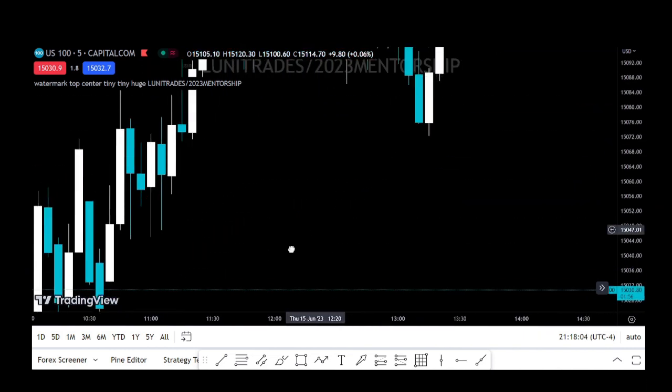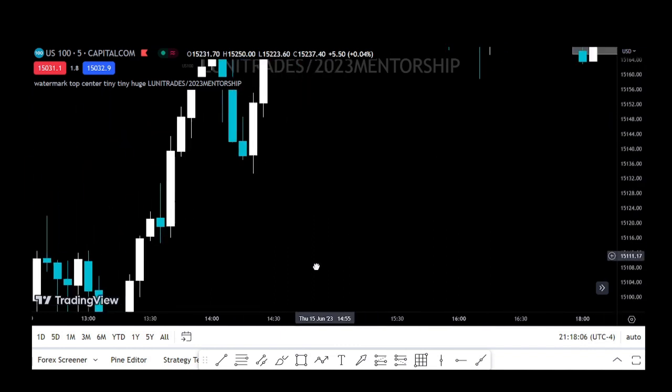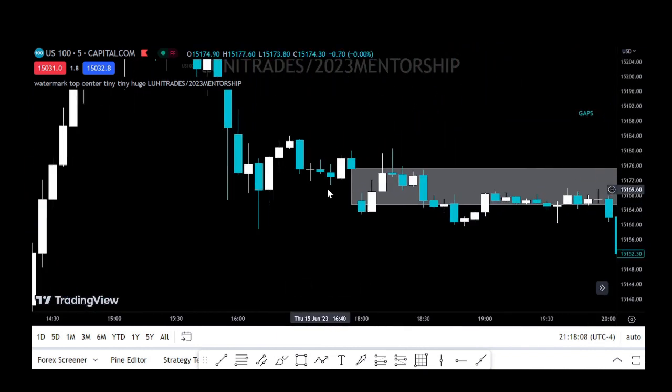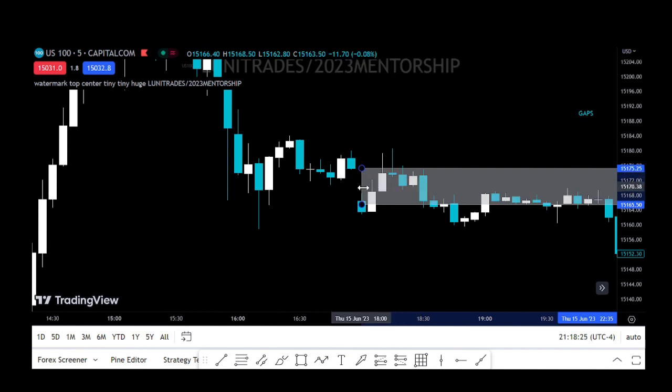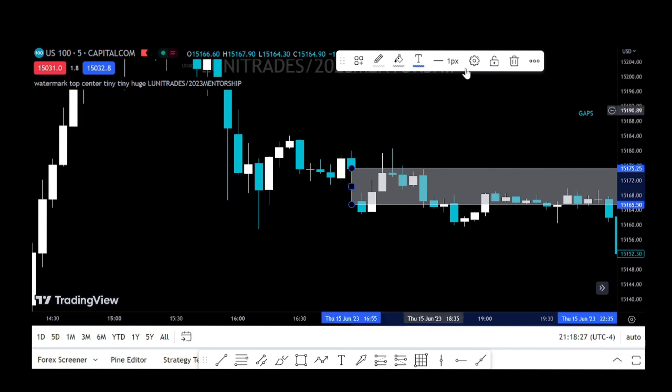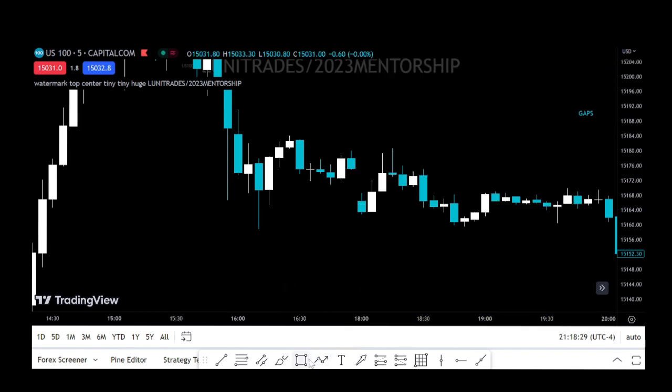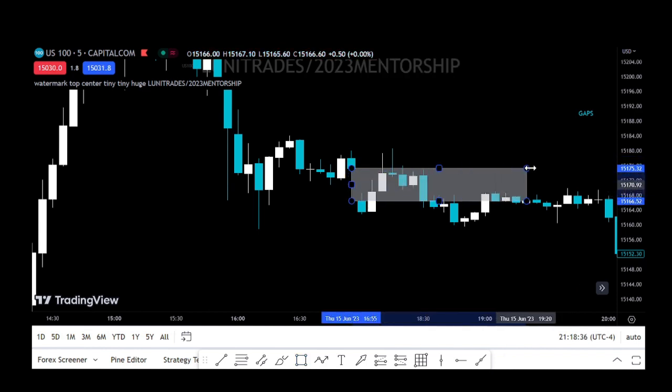Now, your gaps are different from your volume imbalance in the sense that gaps don't even have any wick between them. See, an actual gap. Can you see? So from the top of this candle to this candle, there's an actual space. That is a gap. So this is how you draw them. Same thing. Pick it from the bottom to this and extend it in time.